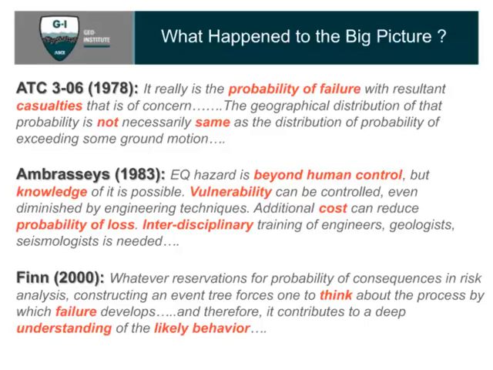And just to mention, ATC 1978 did mention that it's really the probability of failure with resultant casualties that is of concern, rather than the geographical distribution of that probability, which is not necessarily the same as the distribution of probability of exceeding some ground motion parameter. That's very important. Professor Ambrosius, 1983, did say that vulnerability can be controlled, even diminished, when we use engineering innovation with additional cost that has to be related to the probability of loss, and that interdisciplinary training is important.